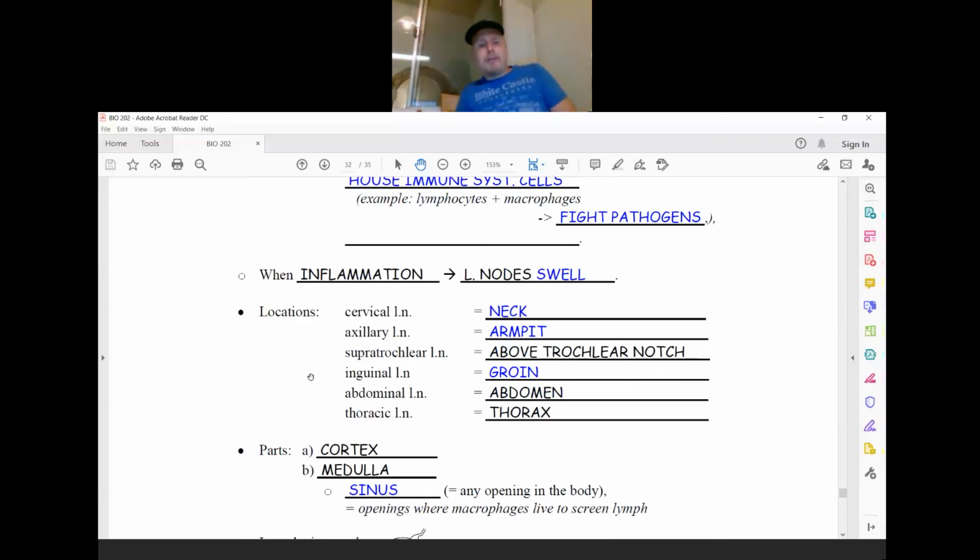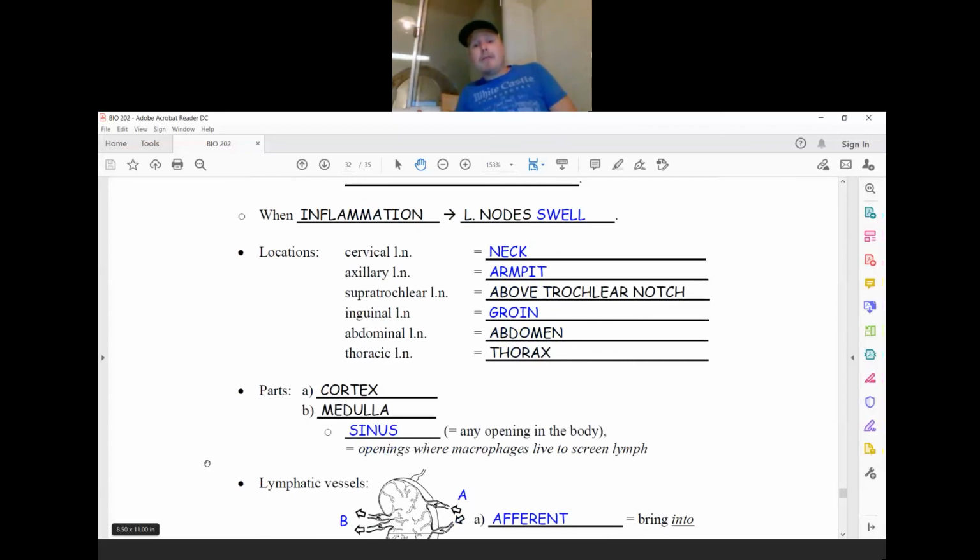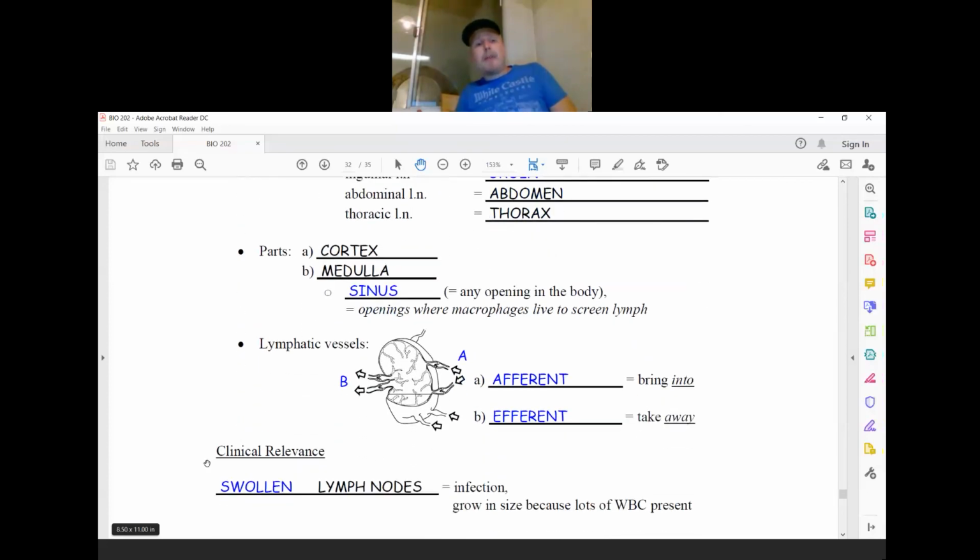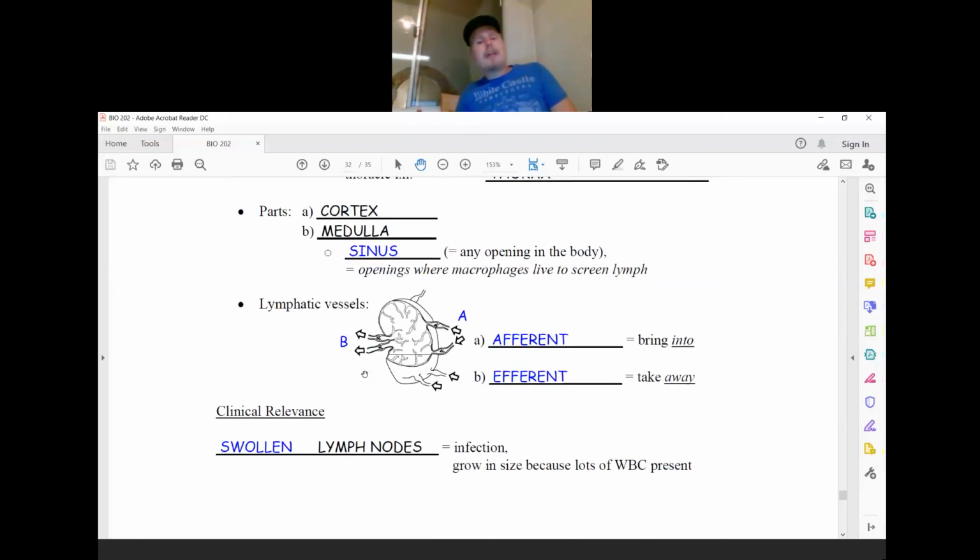thorax, thoracic lymph nodes. You remember a single lymph node in terms of its histology had both cortex and medulla. Within the medulla, we had sinuses. So those openings, any opening in the body is known as sinus in anatomy. So in this case, these are openings within the lymph node where the macrophages live and they screen the lymph flowing through. Here's a diagrammatic representation of a lymph node.